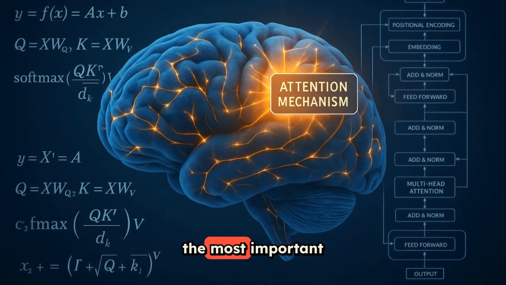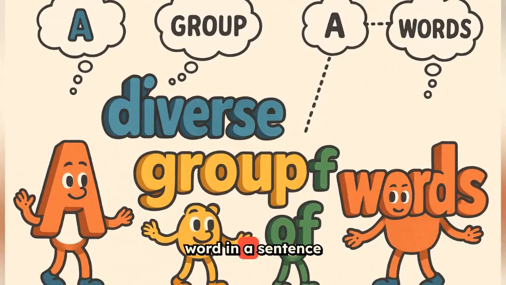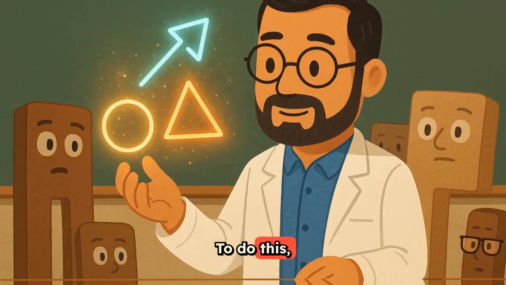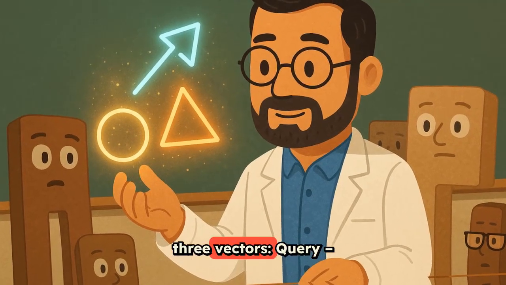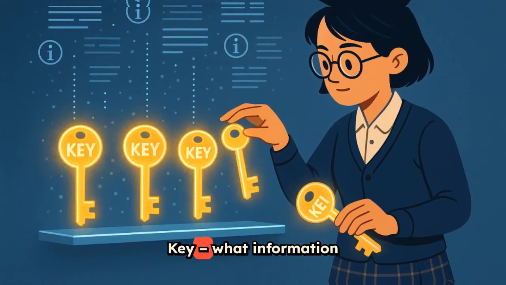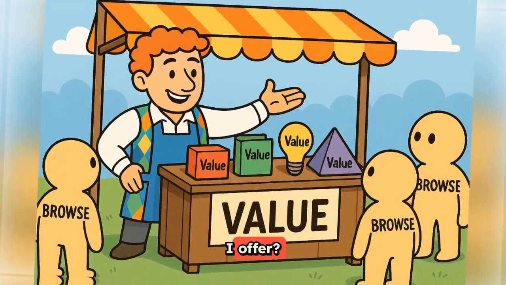How does the attention mechanism work? Attention is probably the most important and fascinating part of the transformer. Imagine that each word in a sentence wants to know which other words are important to it. To do this, each word creates three vectors. Query: what am I looking for? Key: what information do I have? Value: what do I offer?